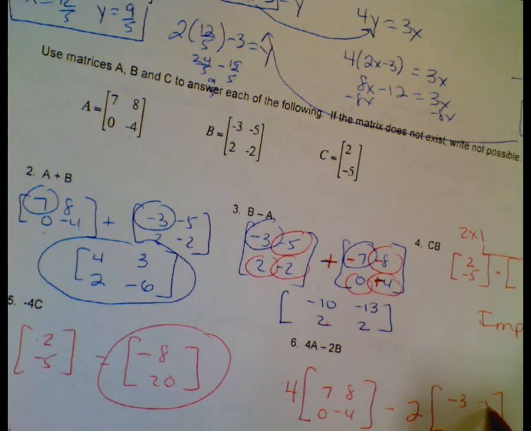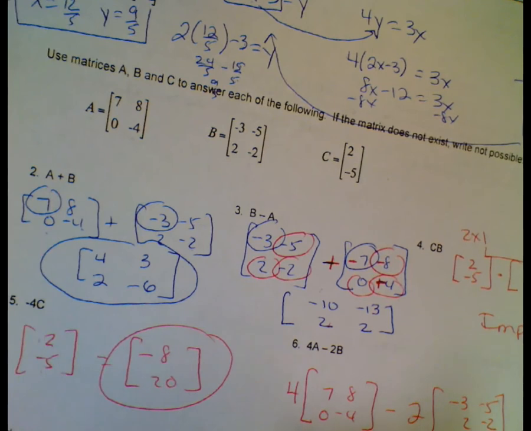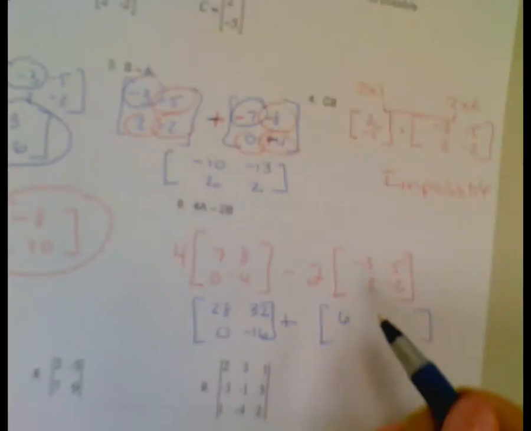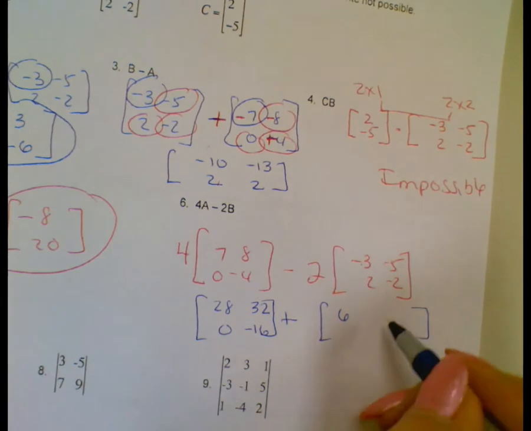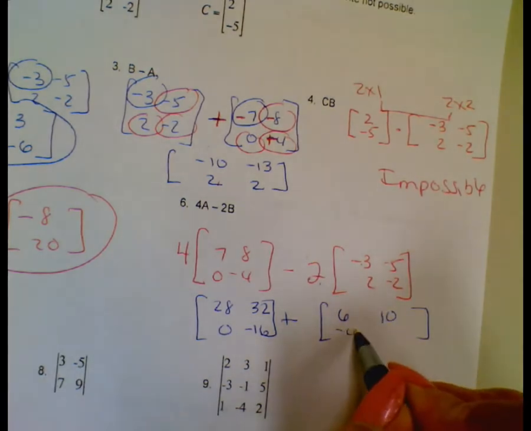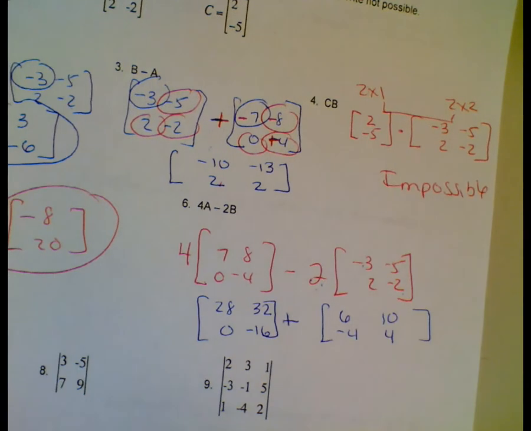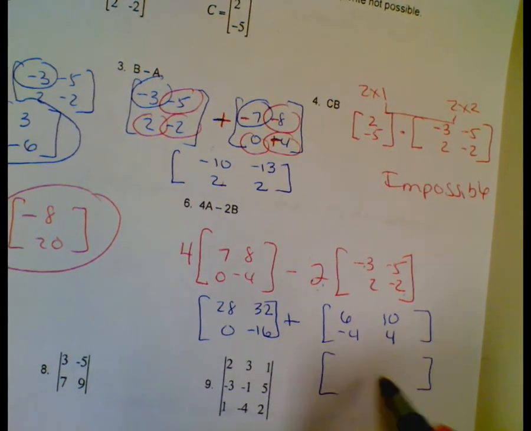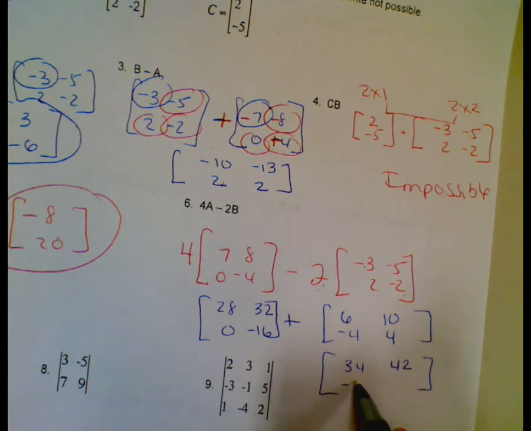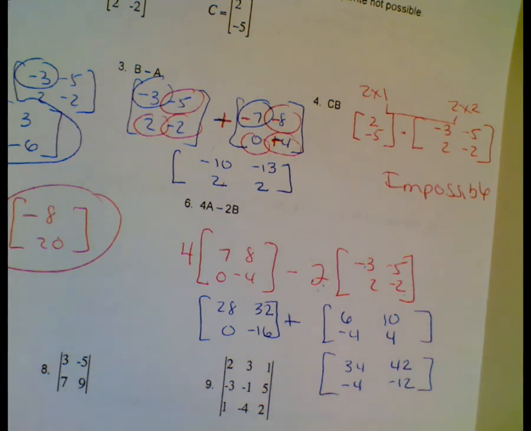Now for A, which is 7, 8, 0, negative 4, minus 2 times B, and B is negative 3, negative 5, 2, negative 2. If we change all these by multiplying by 4, you'd get 28, 32, 0, negative 16, plus negative 2 times negative 3, which is 6. Negative 2 times negative 5 is 10. Negative 2 times 2 is negative 4. And negative 2 times negative 2 is 4. And then we add. So the answer should be 34, 42, negative 4, and negative 12.